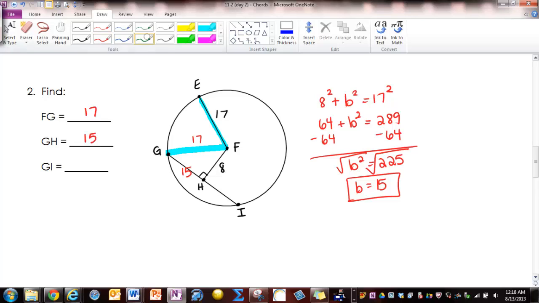And GI, which is this entire length, is going to be 15 plus another 15, because if the chord and the radius are perpendicular, then we know that the chord is bisected, so I know HI is also 15, and together GI is 15 plus 15, or 30.